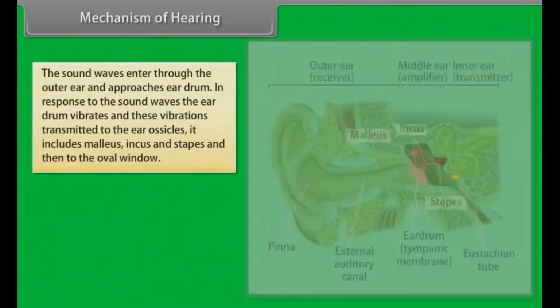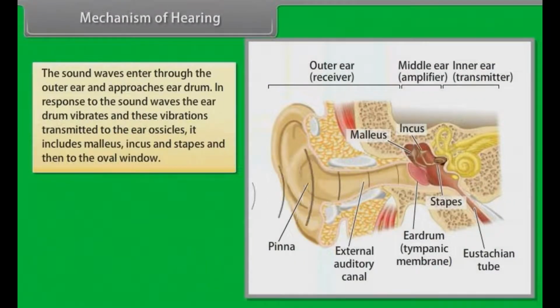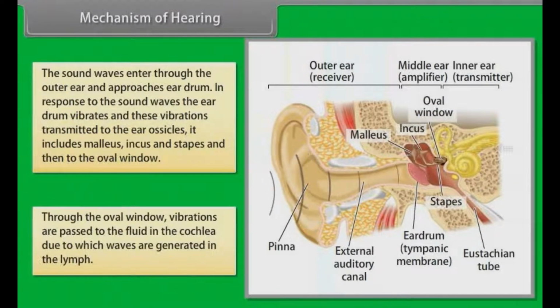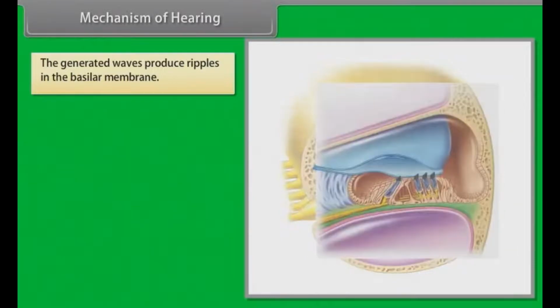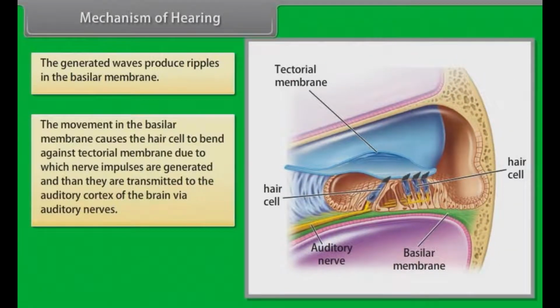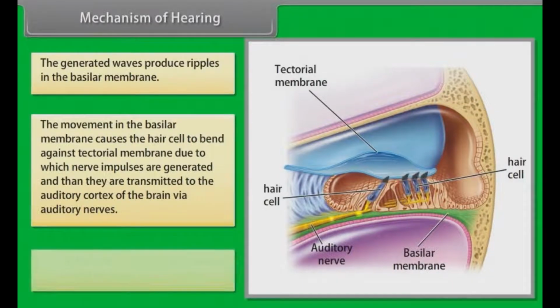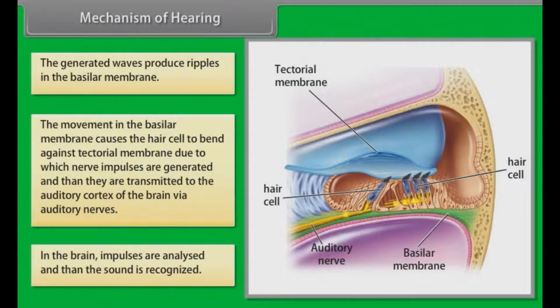Mechanism of hearing. The sound waves enter through the outer ear and approach the eardrum. In response to the sound waves, the eardrum vibrates, and these vibrations are transmitted to the ear ossicles. It includes the malleus, incus, and stapes, and then the oval window. Through the oval window, vibrations are passed to the fluid in the cochlea, due to which waves are generated in the lymph. The generated waves produce ripples in the basilar membrane. The movement of the basilar membrane causes the hair cells to bend against the tectorial membrane, due to which nerve impulses are generated and transmitted to the auditory cortex of the brain via the auditory nerves. In the brain, impulses are analyzed and then the sound is recognized.